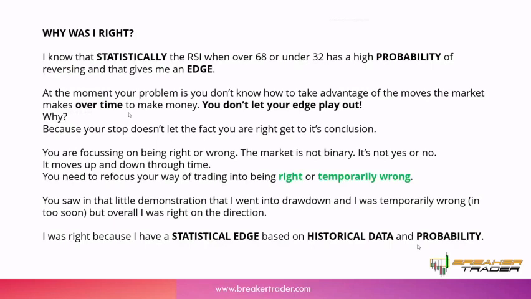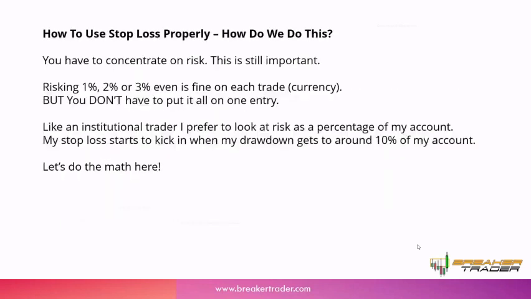If you'd have done that with a stop loss, you'd have lost. But because I didn't use a stop loss, I won. And I didn't risk a lot of money on it at all. So I was right because I had the statistical edge based on historical data and probability. Any system you're using now will have that too, all right? So the problem isn't your system, the problem isn't your indicator, the problem is the way that you're trading.